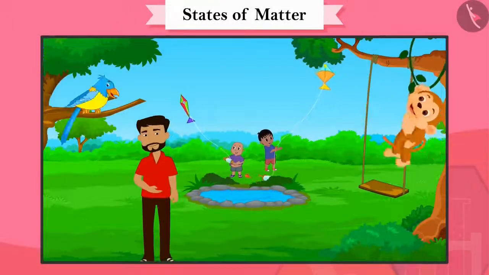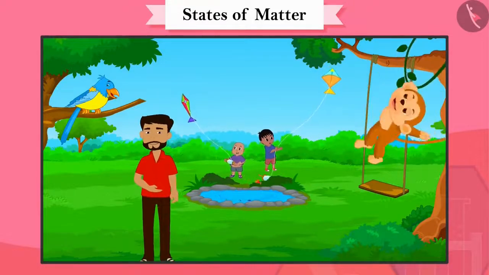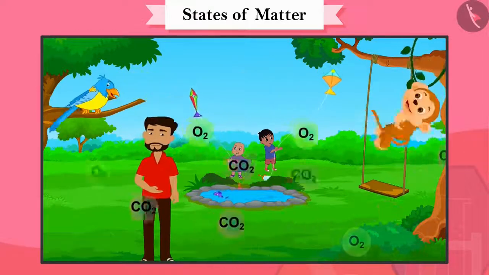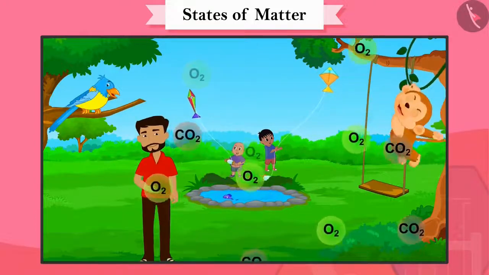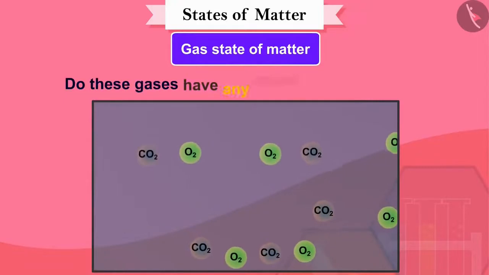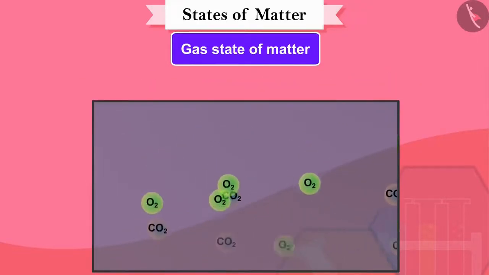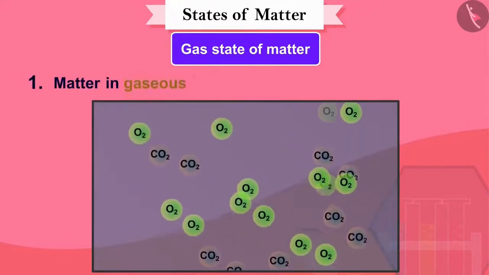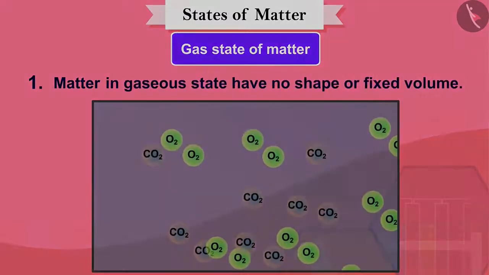You know that all living beings breathe for their existence. Gases present in the atmosphere, especially oxygen and carbon dioxide, are essential for animals and plants. Do these gases have any shape or volume fixed? No. Therefore, we can say that matter in gaseous state has no fixed shape or volume.